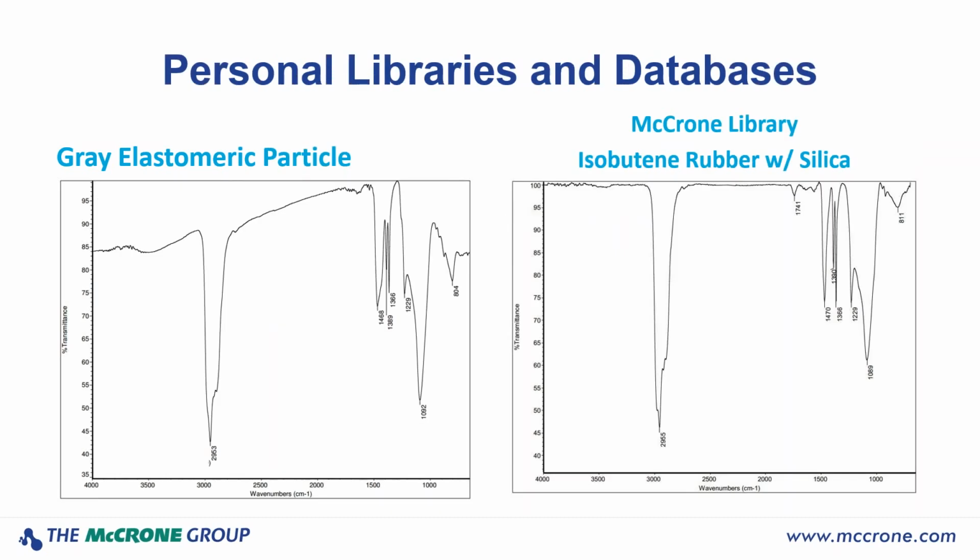The best approach, of course, is to build a library of your own, based on those materials you most commonly see and work with. This will provide the most accurate information. And you can see, when we compared this sample to a library McCrone built of rubbers with common fillers, we have a beautiful match to isobutene rubber with a silica filler.